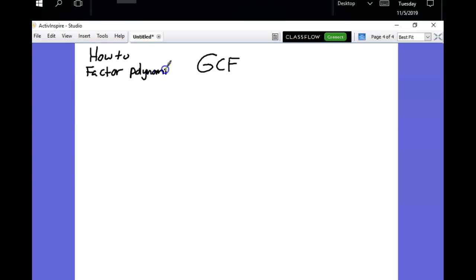Polynomials completely. How to factor polynomials completely.